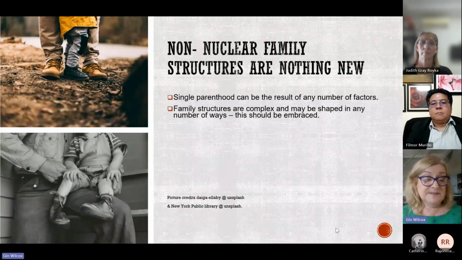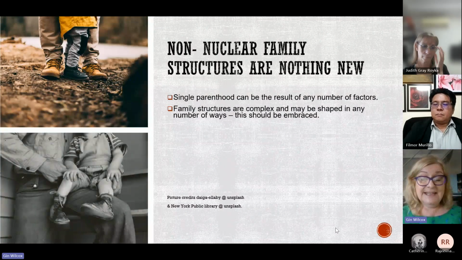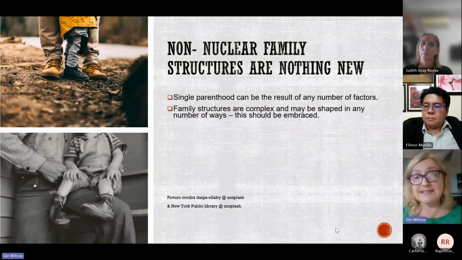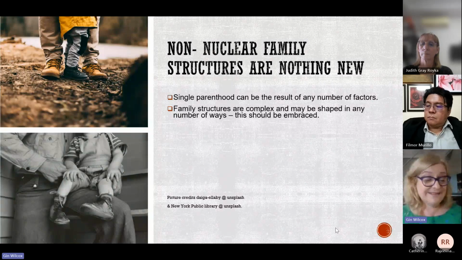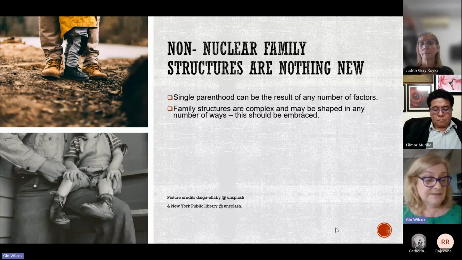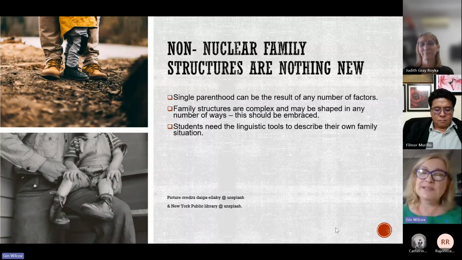Modern classrooms may have a complexity of family structures within them, and these should be embraced. In Western classrooms, it's no longer uncommon for children to have parents that are same-sex couples. Parents can be from different ethnic backgrounds, they might be from different religious backgrounds. And it's essential that we give the students in our class the linguistic tools to describe their own family situation.